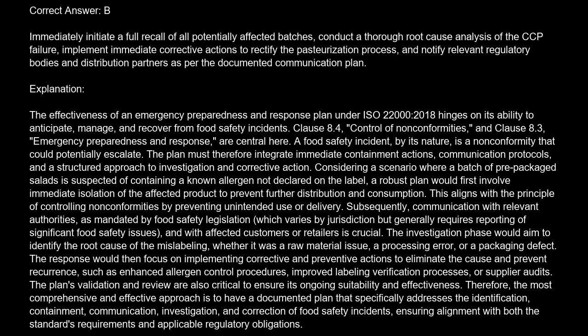The response would then focus on implementing corrective and preventive actions to eliminate the cause and prevent recurrence, such as enhanced allergen control procedures, improved labeling verification processes, or supplier audits. The plan's validation and review are also critical to ensure its ongoing suitability and effectiveness. Therefore, the most comprehensive and effective approach is to have a documented plan that specifically addresses the identification, containment, communication, investigation, and correction of food safety incidents, ensuring alignment with both the standards requirements and applicable regulatory obligations.